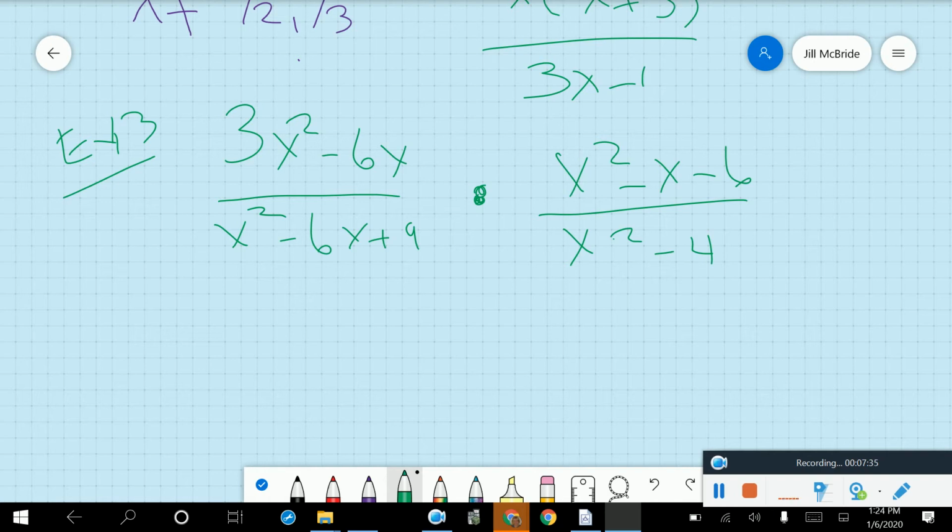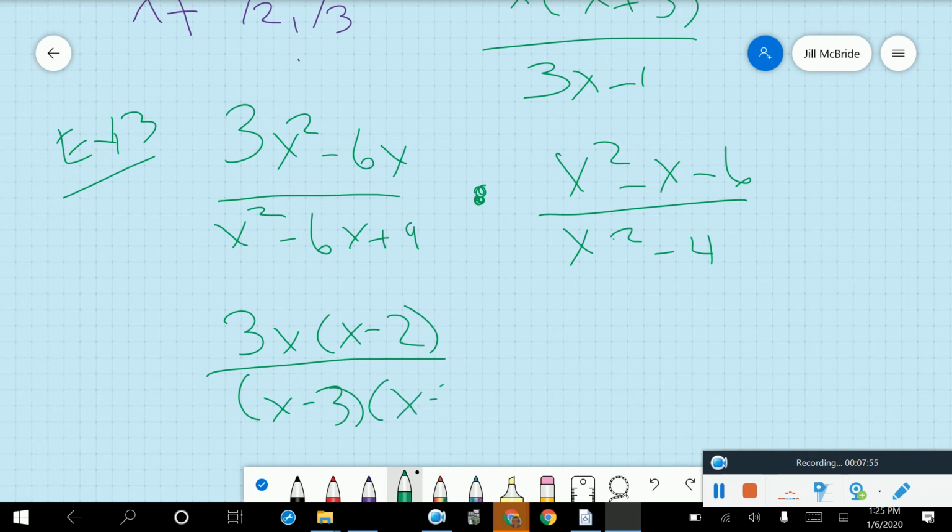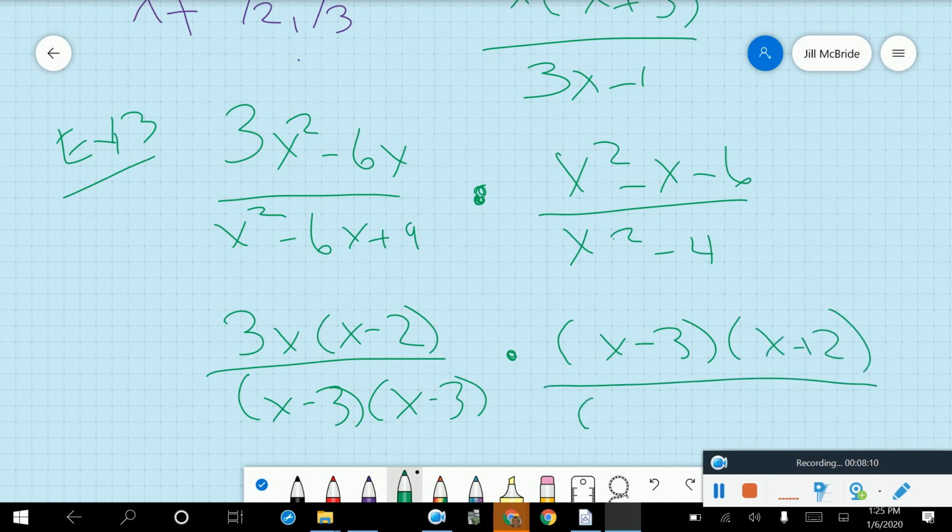Okay. Like I said, the key is factor, factor, factor. Factor everything you can. So if I look at the numerator of the first fraction, I can take out a 3x. So that leaves me with x minus 2. The denominator is a perfect square trinomial. It's x minus 3, x minus 3. On the second fraction, the numerator factors into x minus 3, x plus 2. And the denominator is, difference of squares, x plus 2, x minus 2.